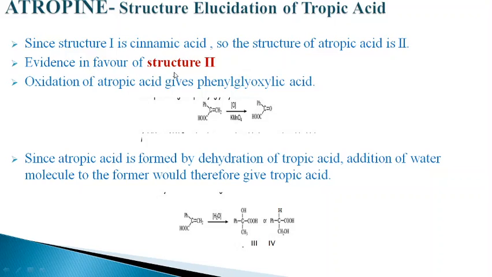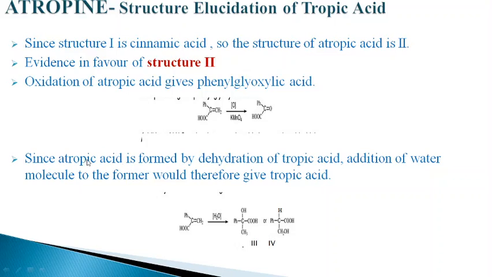We can't determine the structure exactly unless we have some experimental proof. So oxidation of atropic acid gives phenyl glyoxylic acid. This is phenyl glyoxylic acid. So structure 2 is atropic acid because on oxidation it converts into phenyl glyoxylic acid. Next we come to the structure of tropic acid.